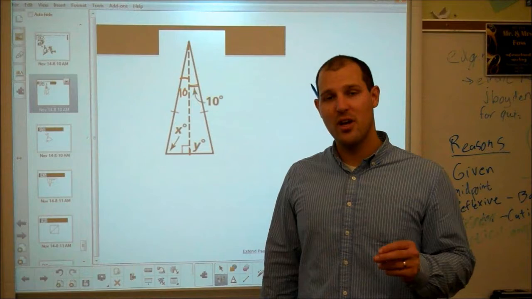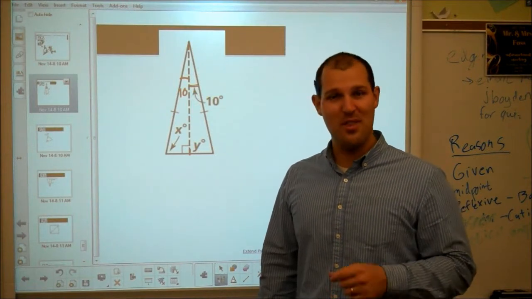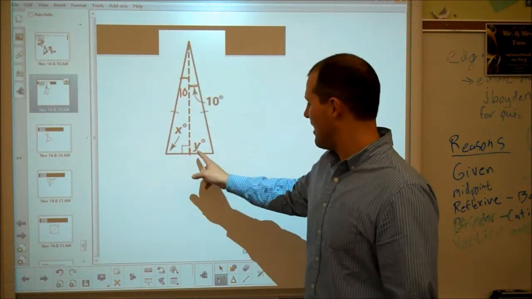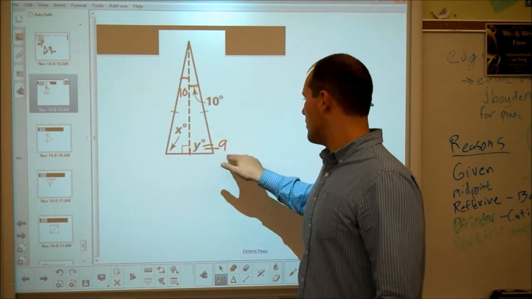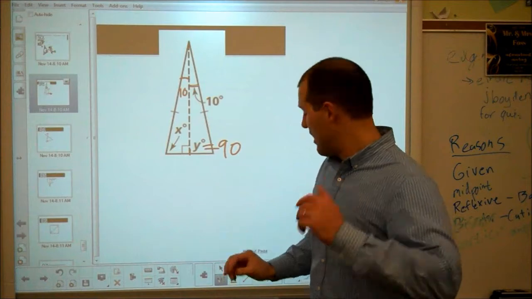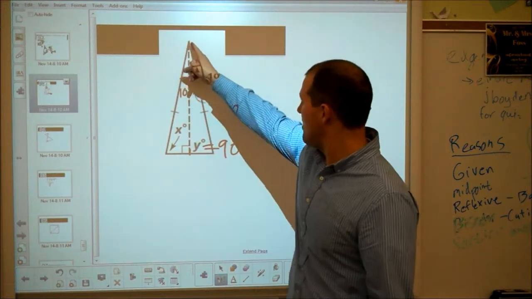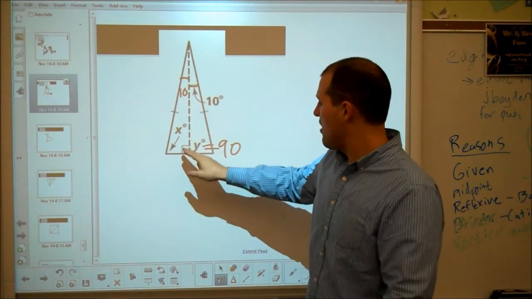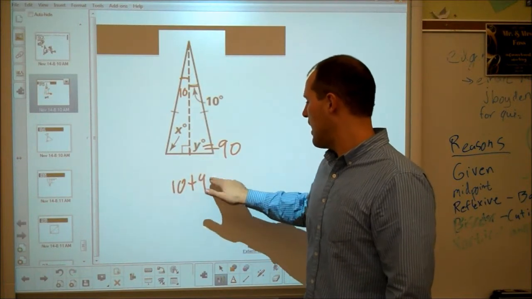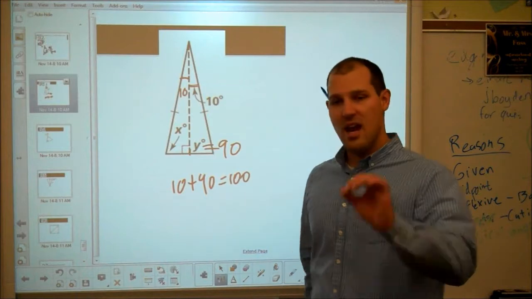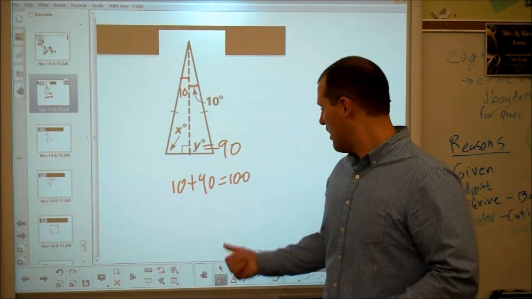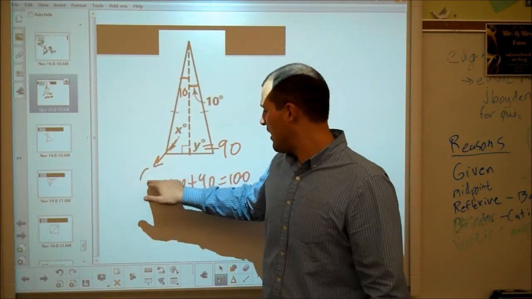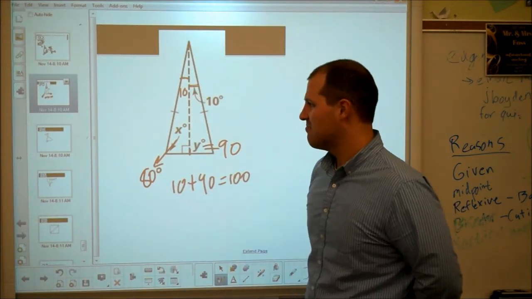Now you should be able to look at y and tell us what y is right now without doing any steps, no work, no calculators. That's a perpendicular bisector, and so y is automatically 90. Now on the other side, you should be able to look at this and say, hey, there's a triangle on the left. Let's only focus on the left-hand triangle. You have 10 there, you have 90 there. 10 plus 90 is 100, and we know that every triangle has 180 degrees. So how many more degrees do we need to add to get to 180? 80 more. That means x is 80 degrees. That's it.